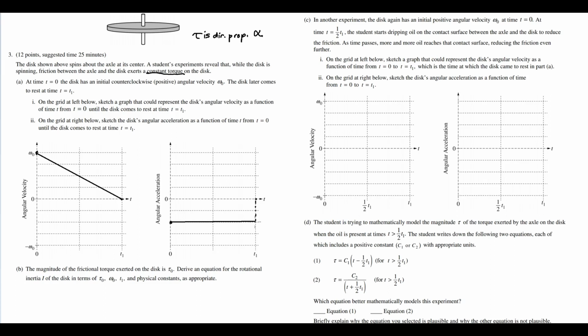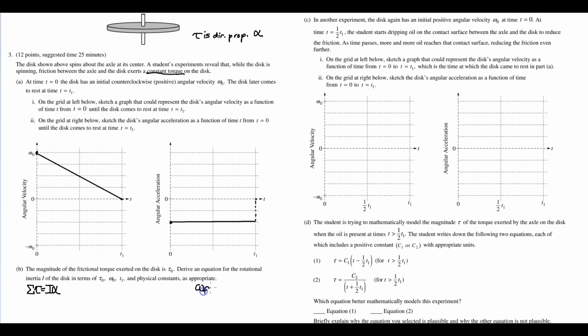So part B. The magnitude of the frictional torque exerted on the disk is tau naught. Derive an equation for the rotational inertia I of the disk in terms of tau naught, omega naught, t1, and physical constants as appropriate. Okay. So we know that torque, sigma tau, the net torque equals I alpha. Okay, but we're not given alpha. We're given omega naught and t1. So here is where those rotational kinematics equations come into good use.